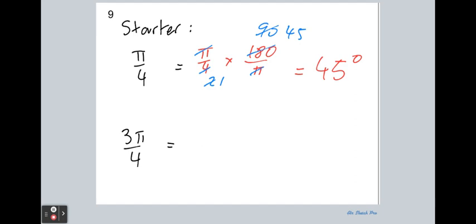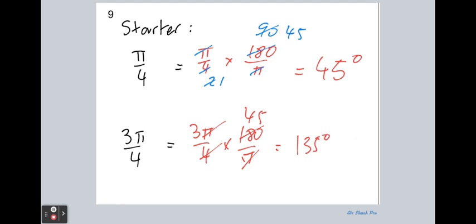Now, just because this will make it really good. Oh, no, I'll finish this off first. 3 pi on 4. You could use the same method. Don't write this down if you haven't got there yet. But if you started off with 3 pi on 4 times 180 on pi, that's not bad. Cancel out the pi's. 4 goes into 180 45 times, and 3 times 45 is equal to 135 degrees. Okay, you could do it that way.